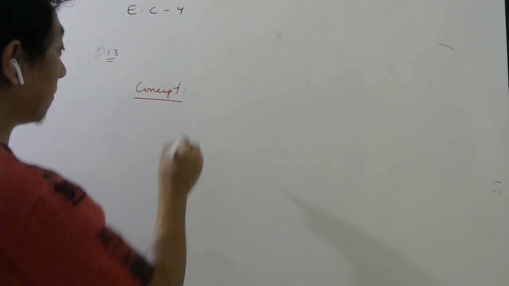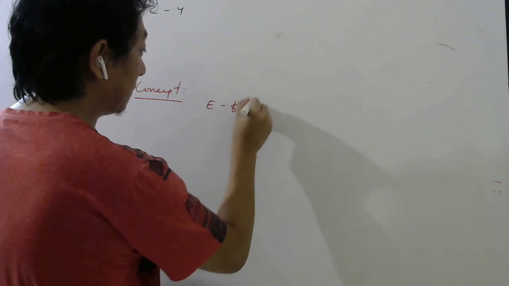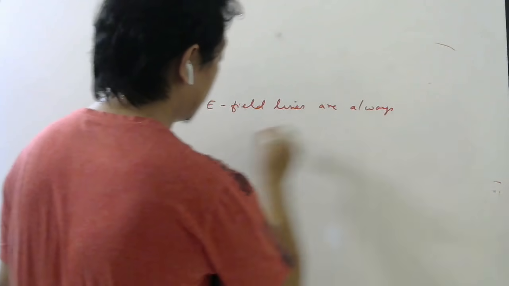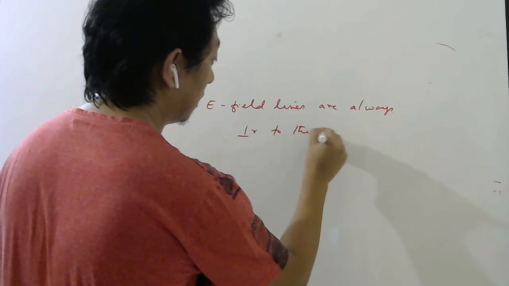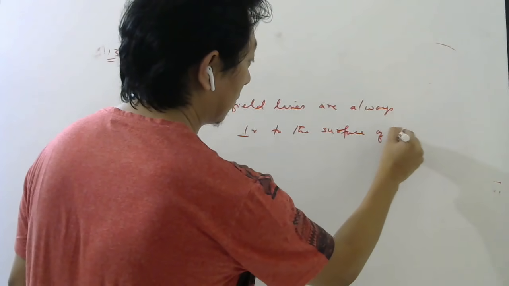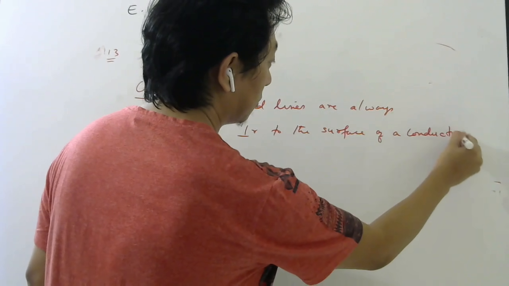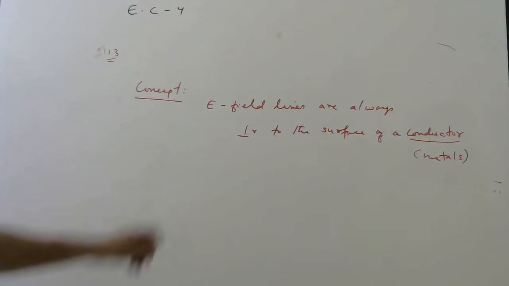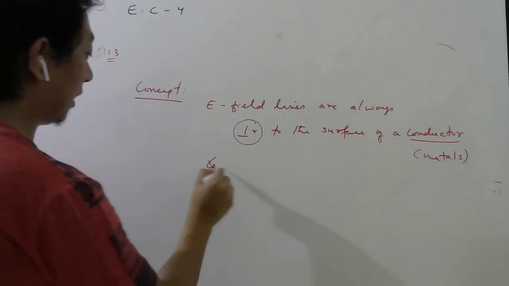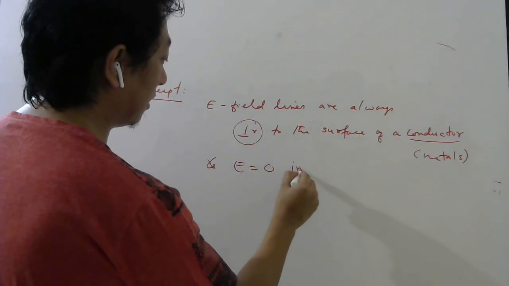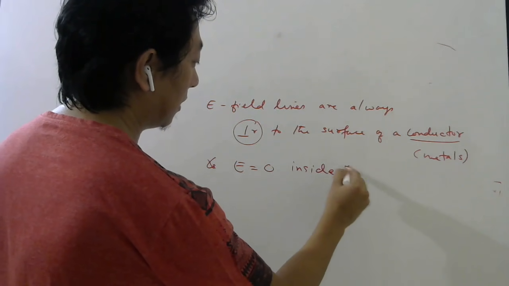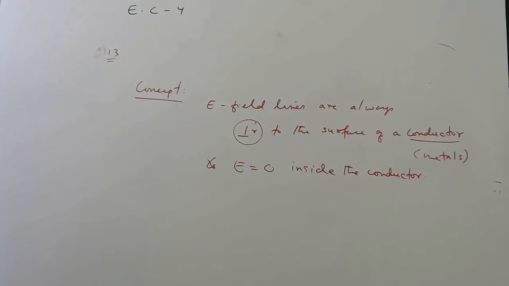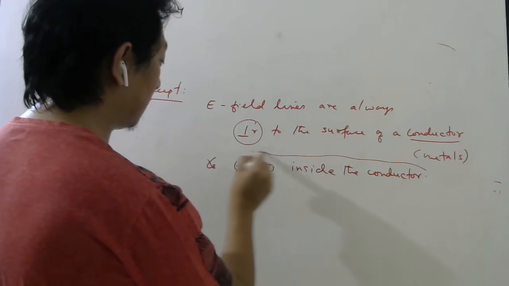But the concept you see, okay? Electric field lines are always perpendicular to the surface of a conductor. So if you have a conductor like metals, then electric field lines are always perpendicular to the surface of the conductor, and electric field is zero inside the body of the conductor. Inside the conductor. Okay, so this is something you should try to remember. This is easy to understand.